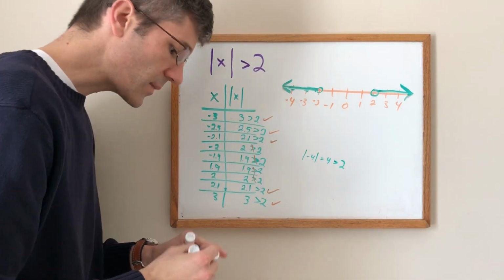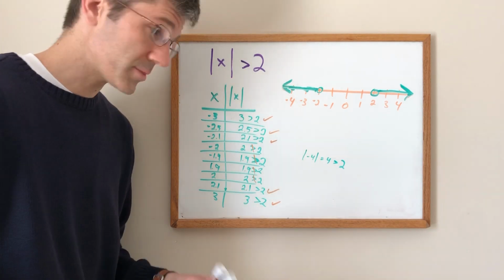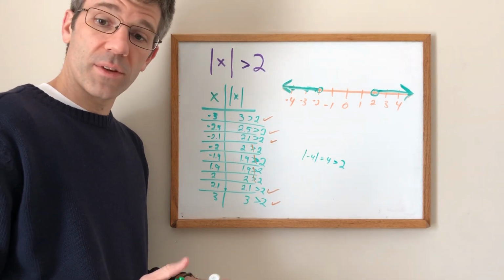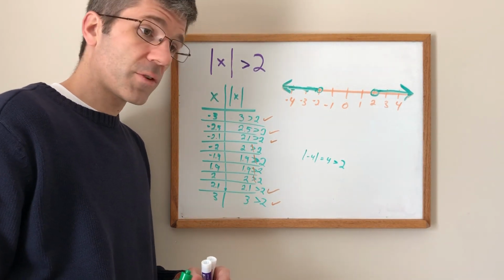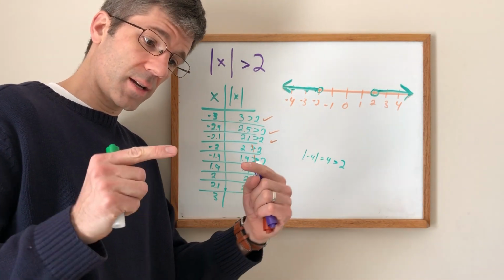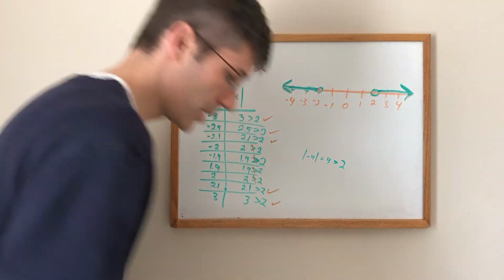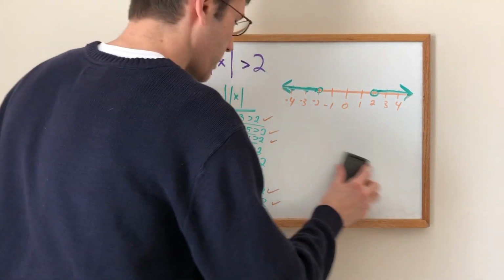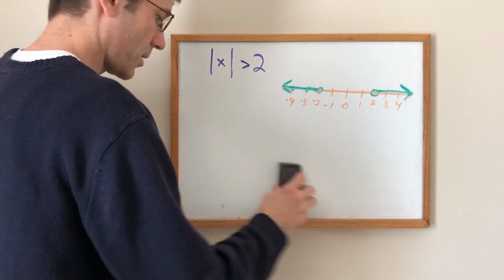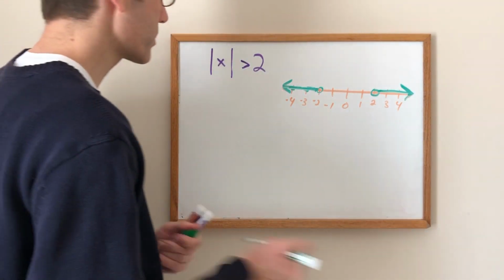Okay. So far we've done two problems. Haven't finished this one quite yet. But we've done two problems. And on the first problem, it was less than, and we shaded like this. And the second one is greater than, we're going to shade it like that. You'll catch the drift of what's happening here in a second, but let's go ahead and write it down the way we wrote the other one.